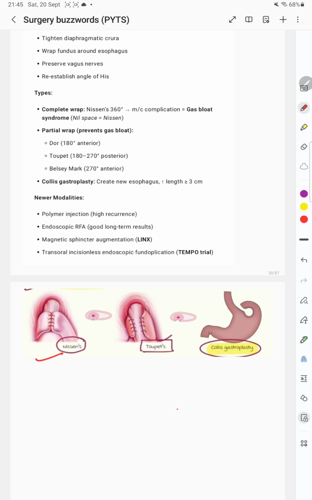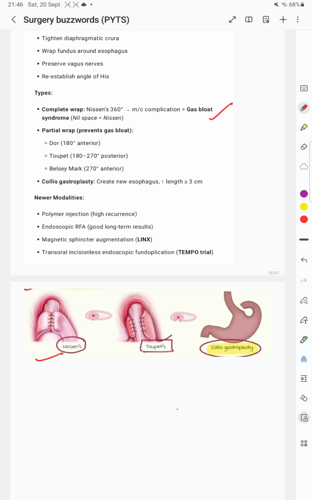So first, the complete wrap is Nissen. Nissen is 360 degrees, so there is no space. We can remember Nissen like nil space. And the most common complication with this is gas bloat syndrome. This is important. And now we have the partial wraps, which prevent this gas bloat seen with the complete wrap. So first is the anterior, then we have Toupet and Watson.